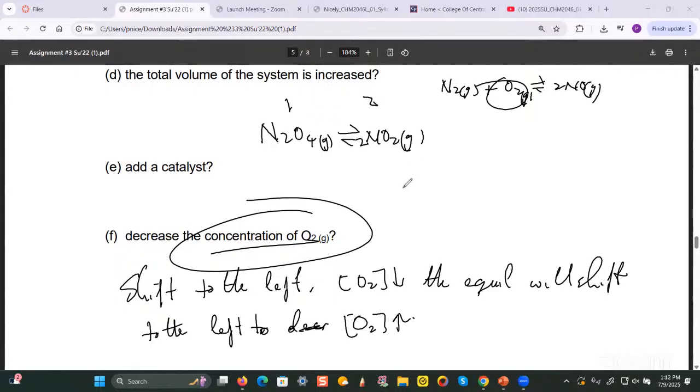So if you were to increase the total pressure of the system, that means that the system will shift in the direction producing fewer gas molecules, right? So it's going to shift in this direction here. And therefore the concentration of N2O4 would increase and the concentration of NO2 would decrease. All right? Okay, any other questions?